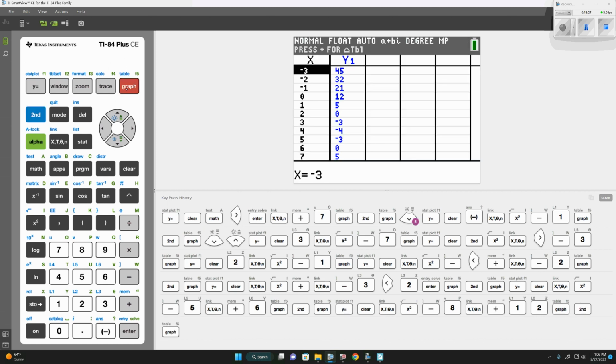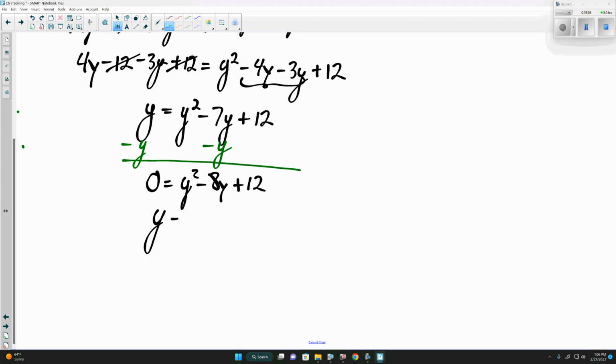And those two places are 2 and 6. Those are the values of x that make y be 0. So y is equal to 2, and y is equal to 6. Our two solutions. Are either one of these restrictions? Nope. But that's it. Questions on any of this here? We're ready for the next one.